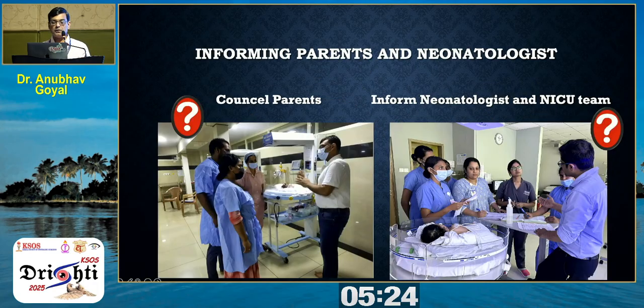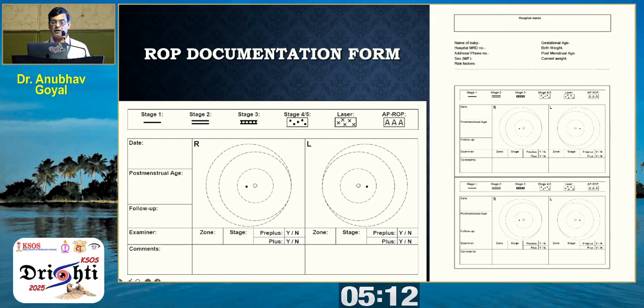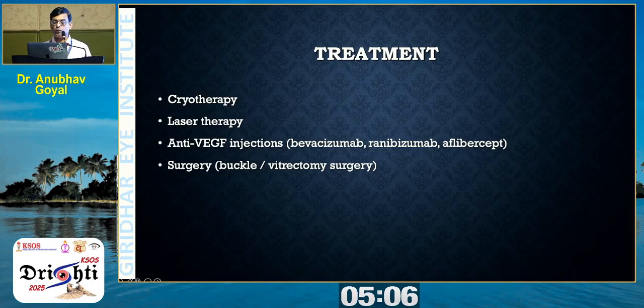So counseling parents and counseling neonatologists and keeping them in the loop, explaining all the details clearly every time, is very important. With imaging, it's the best. Because if they don't trust you, you are not going to succeed in preventing this preventable blindness. Always use proper documentation forms, and obviously you can also follow up these things.